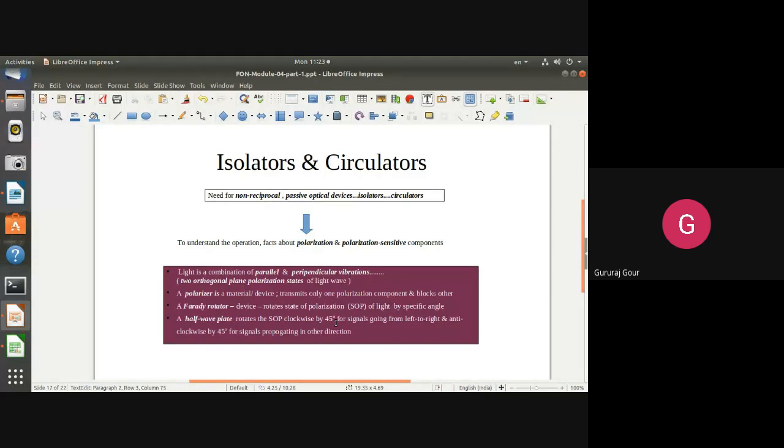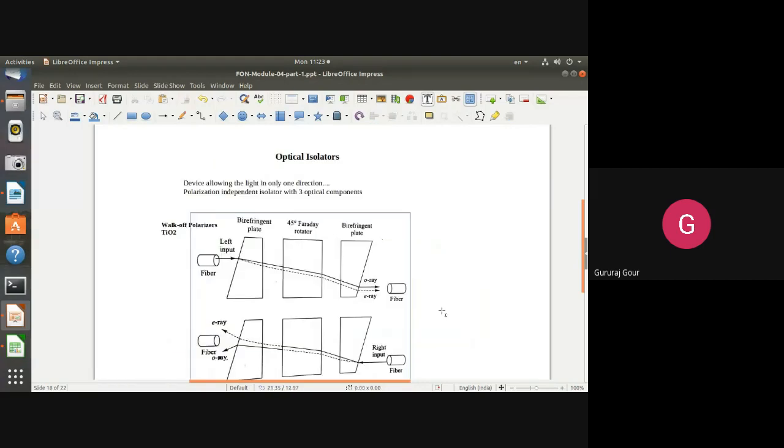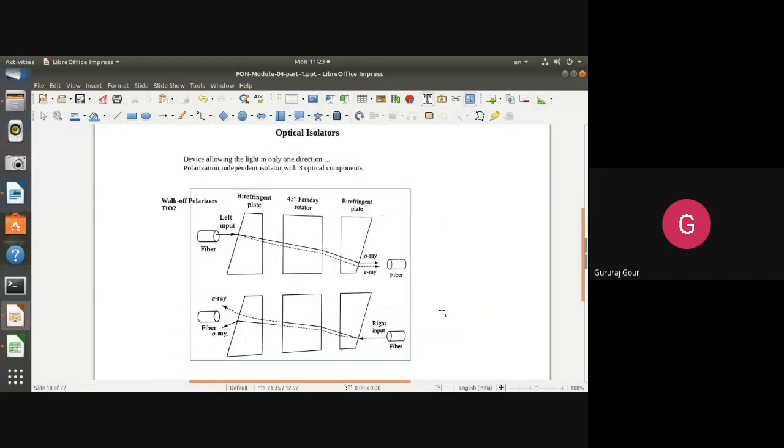You haven't listened to that. Half wave plate, if it is getting any E field components propagating from left to right, it will rotate those E field component orientations by 45 degrees clockwise. Remember, 45 degrees clockwise. Vice versa, anti-clockwise in the reverse direction. That is the main difference between the Faraday rotator and the half wave plate. After this, next you can see optical oscillators.